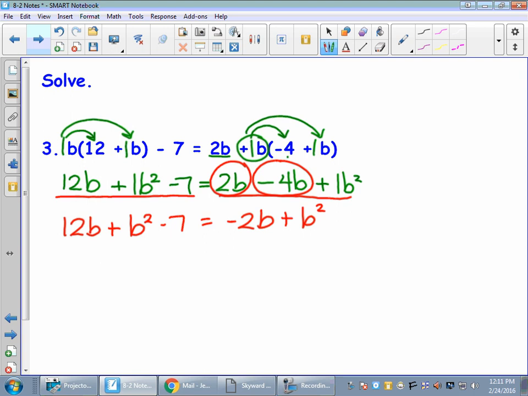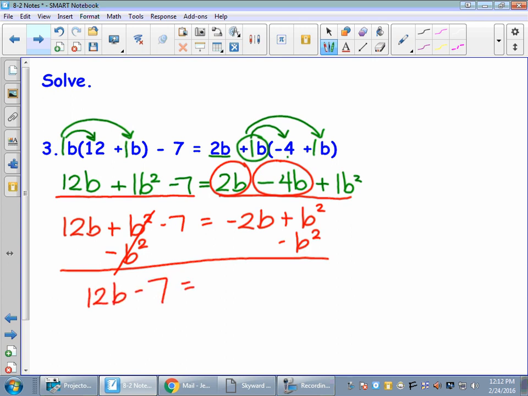I need to get the b's to one side and the numbers to the other. We have not solved when things are squared yet. So most of the time, if you get a b squared, they should cancel. So this positive b squared and this negative b squared, I decided to subtract b squared from both sides. I used the inverse operation. It cancels here, so I'm left with 12b minus 7. And then the b squared minus b squared cancels on the right-hand side, so all that we're left with is the negative 2b.